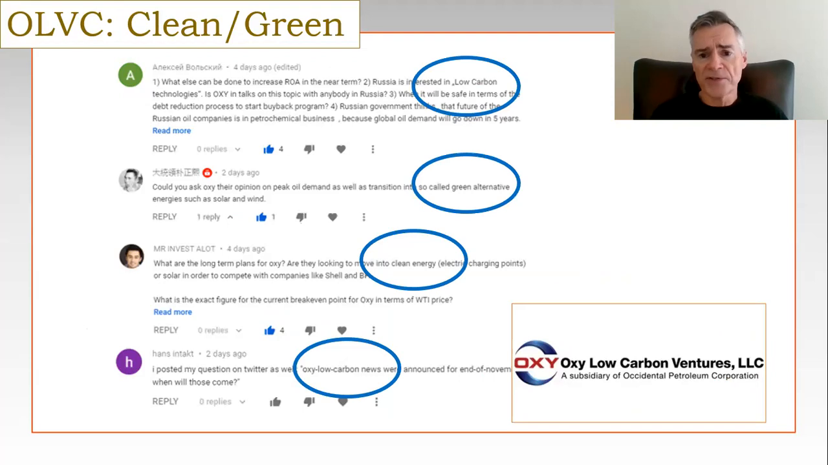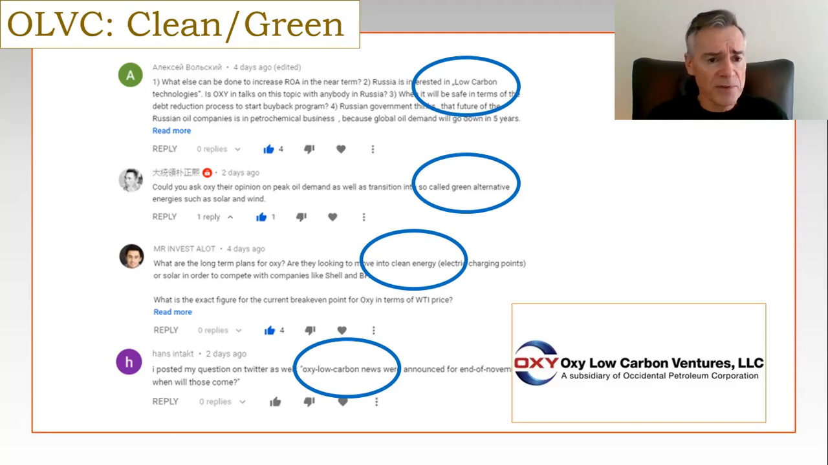Occidental Low Carbon Ventures gets a lot of attention, not only from us as investors, but also in the media in general. Not enough from the media in general, you could probably argue at this point, but Alexei from Russia commented on Oxy Low Carbon Ventures. I have these references here to the so-called green alternative energies like solar and wind, clean energy, low carbon news, etc. from Mr. Investalot and Hans Intact, respectively. So a couple of points there.